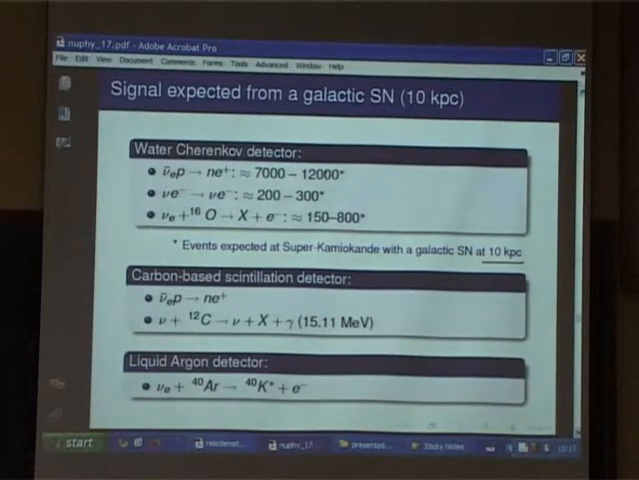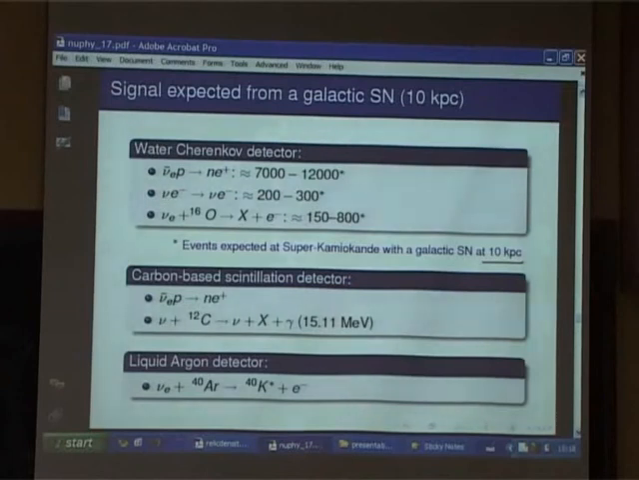The number of events does not depend on gadolinium. How many we detect depends on gadolinium. So this is just the number of events happening, all within 10 seconds. So in Super-Kamiokande, you get about 10,000 events in 10 seconds.